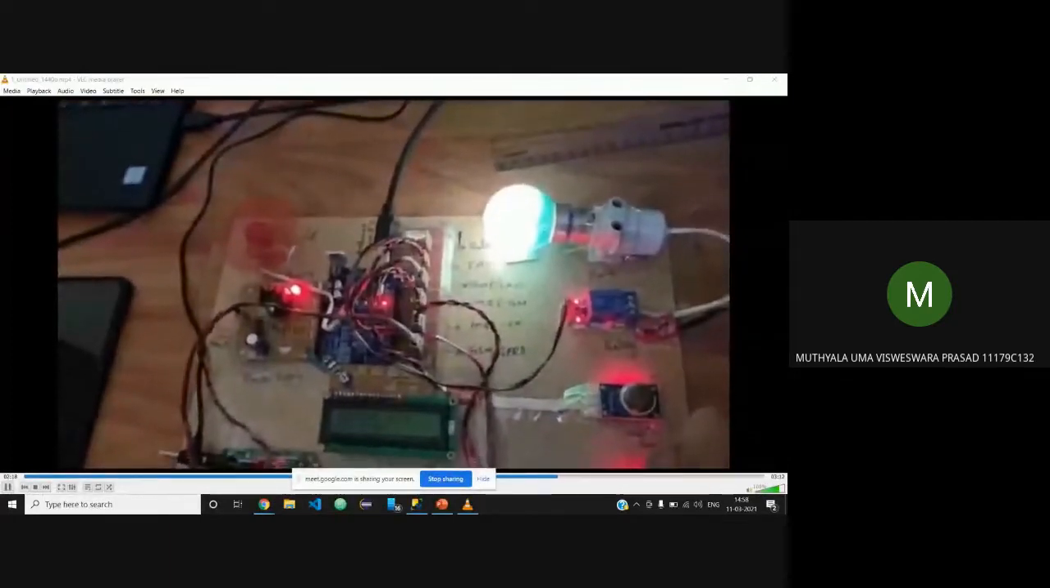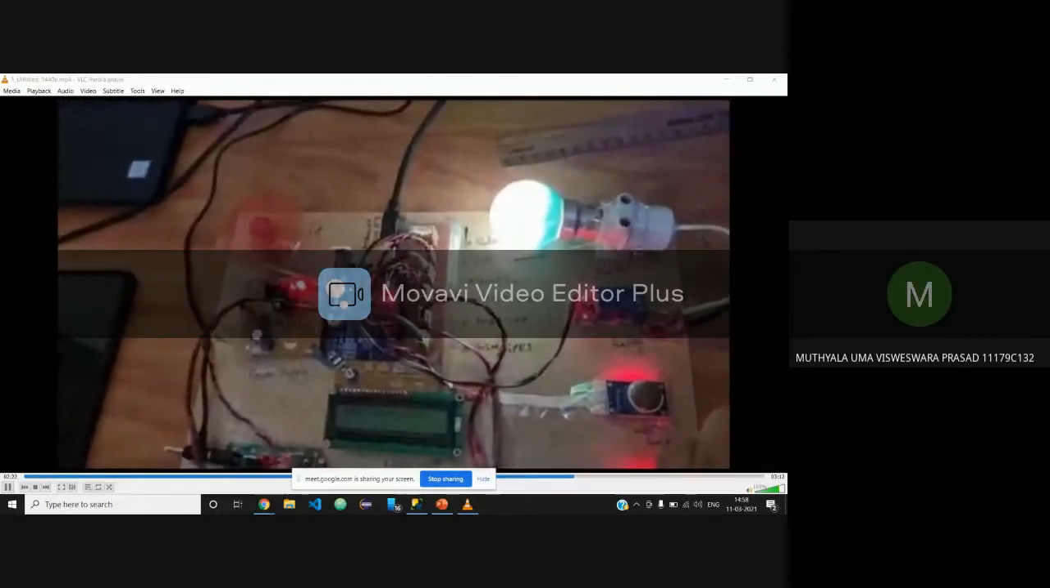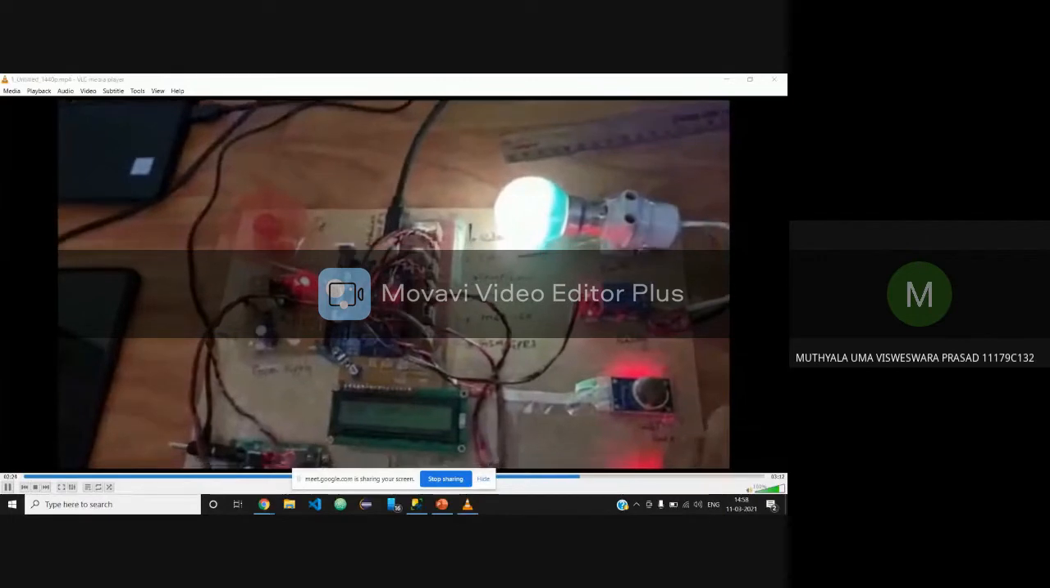When the temperature crosses the limit, or when the carbon monoxide gas limit is crossed, the light also responds, and we will receive a message through GSM and can see the values on the page.